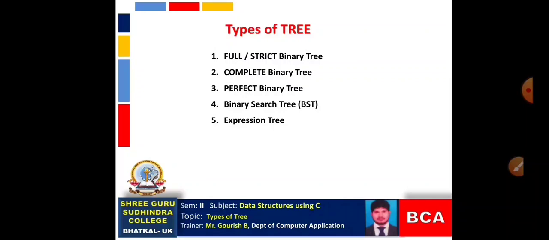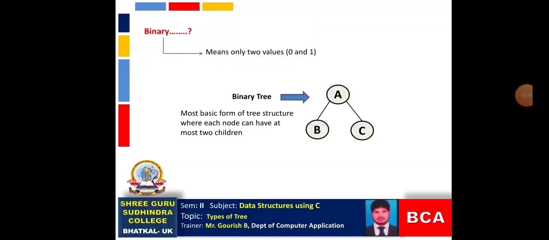Then what is a binary tree? Binary means 2, 2 values, 0 and 1. A binary tree is the most basic form of tree structure where each node can have at most 2 children. The only condition is that each node in a tree should have at most 2 children. At most means it may be 0 child or 1 child or 2 children, not more than 2.